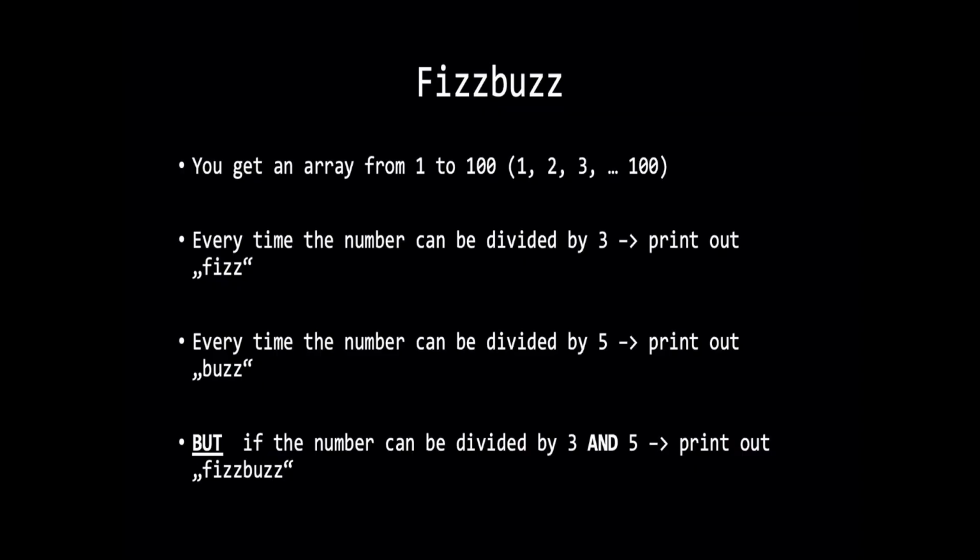So in this video I will show you how you can solve the easiest programming interview question on earth, the so-called FizzBuzz challenge. But what is the FizzBuzz challenge? Basically, you get an array from 1 to 100, and every time the number can be divided by 3, you print out Fizz. If the number can be divided by 5, you print out Buzz. And if the number can be divided by 3 and 5, you print out FizzBuzz. Otherwise, you just print out the number. So that's the basic challenge. Let's go.